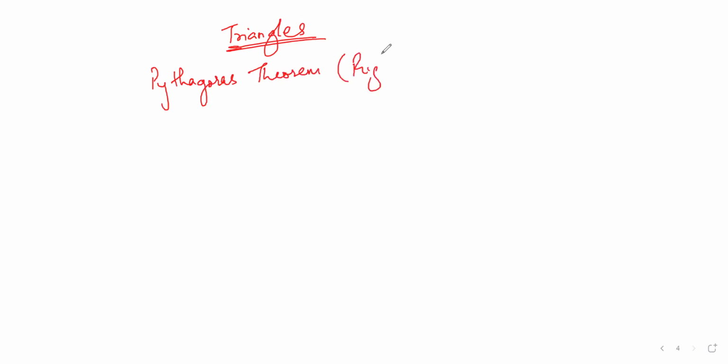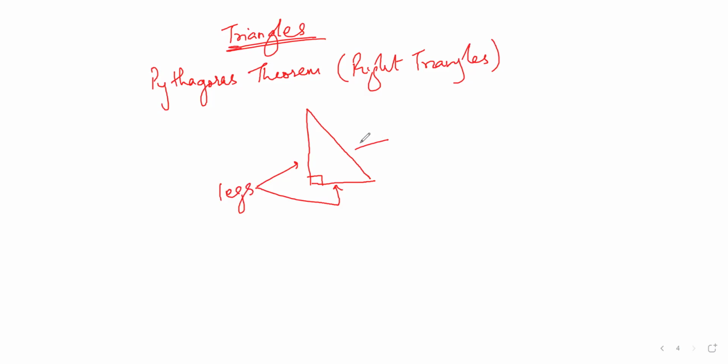Now we'll move on to triangles. So in triangles, interesting properties. First of all, the Pythagoras theorem, applicable to right triangles. So for a right triangle, these are called the legs. And this is called the hypotenuse.